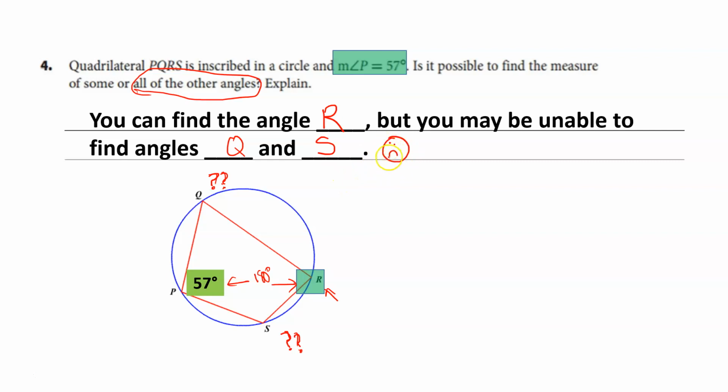No, you do not have to write the sad face. I just thought, oh, we can only find some of the angles.